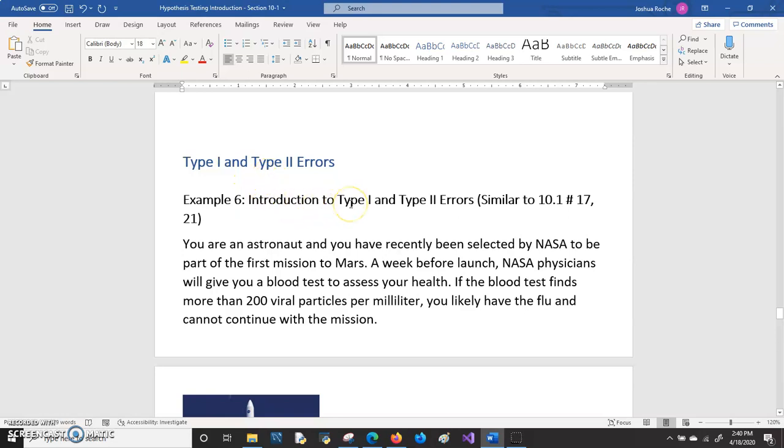We'll start with an example to illustrate the meaning of a type 1 error and a type 2 error. This introductory example is similar to 10.1 numbers 17 and 19 and 21. Suppose that you are an astronaut and you have recently been selected by NASA to be part of the first mission to Mars. A week before launch, NASA physicians will give you a blood test to assess your health. If the blood test finds more than 200 viral particles per milliliter, you likely have the flu and cannot continue with the mission.